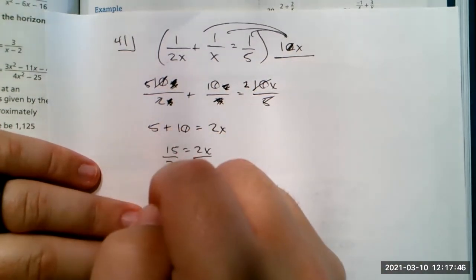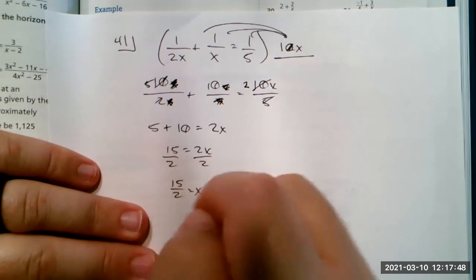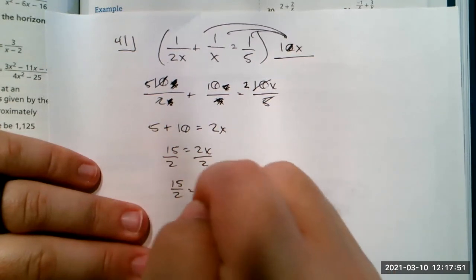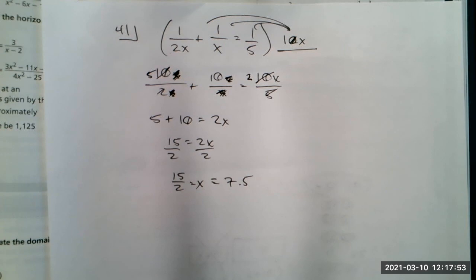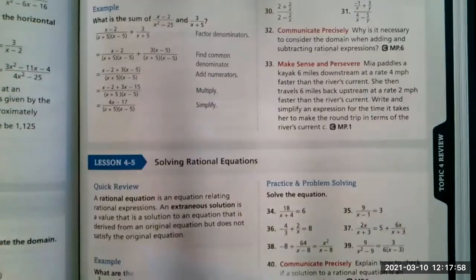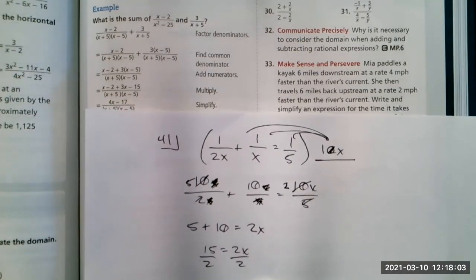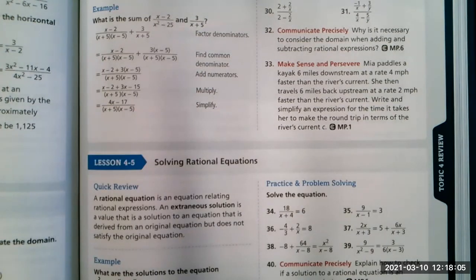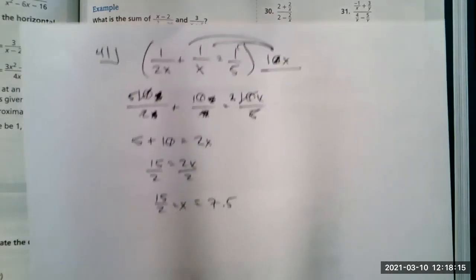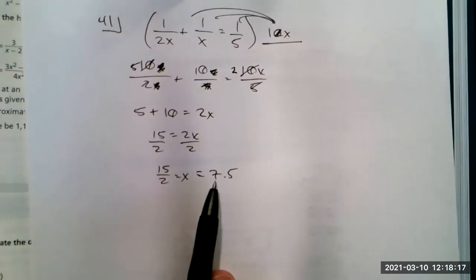Divide both sides by 2. You can leave it as 15 halves, or you could write it as 7.5 if you're more comfortable with a decimal. That's up to you. So x, that tells us, what was that again? Here we go. x represents the number of hours it would take Diego to paint the doghouse. So basically this is saying that Diego can paint the doghouse in 7.5 hours all by himself.